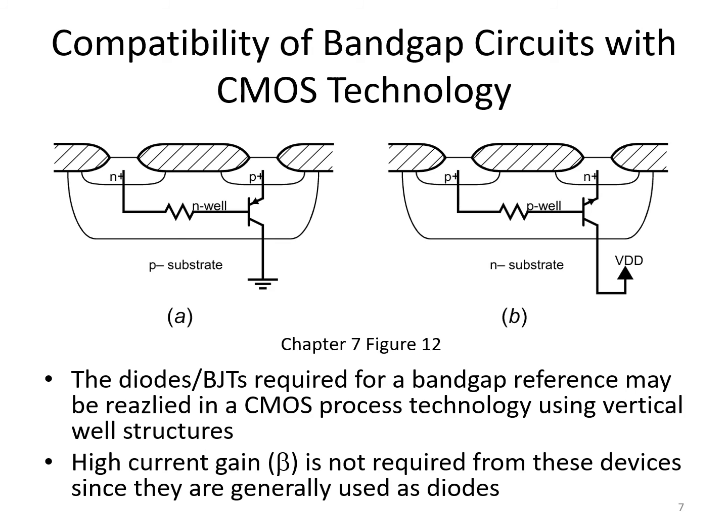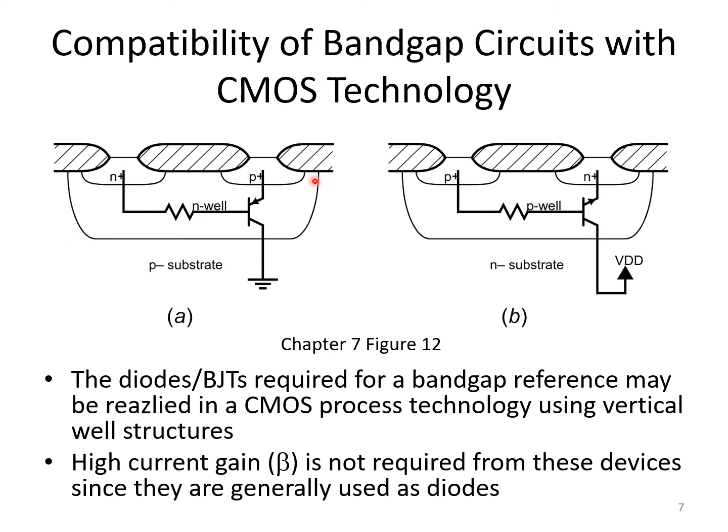Now, since bandgap circuits rely on the forward voltage drop across PN junctions, some question may be raised about their compatibility with CMOS technology. But of course, even in CMOS technology, we've got plenty of PN junctions floating around, and so people come up with clever ways to make use of them to implement bandgap circuits. Here are a couple of examples.